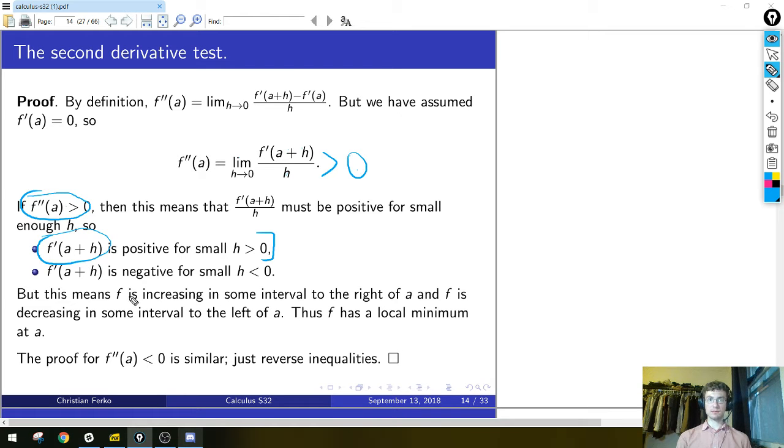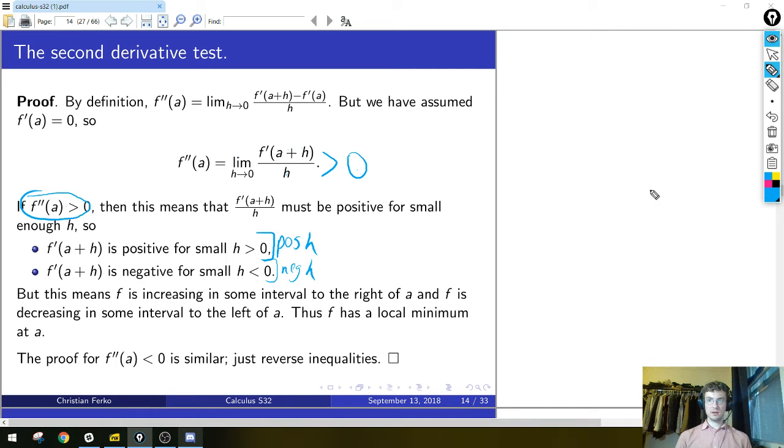positive. Okay, fine. The second case is h going to 0 from below, so if h is small and negative, it's still true that the ratio of these two must be positive, but if the denominator is negative, that means the numerator must also be negative, because negative divided by negative is positive. So when h is negative, we must have that the numerator, f prime at a plus h, is negative for small h. So negative h and positive h.